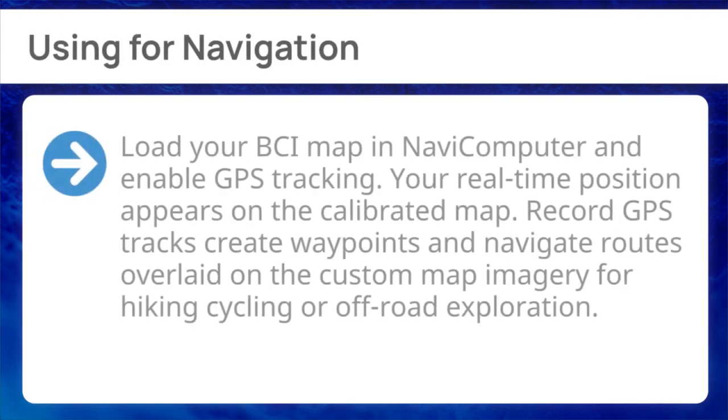Finally, using for navigation. Load your BCI map in NaviComputer and enable GPS tracking. Your real-time position appears on the calibrated map. Record GPS tracks, create waypoints, and navigate routes overlaid on the custom map imagery for hiking, cycling, or off-road exploration.